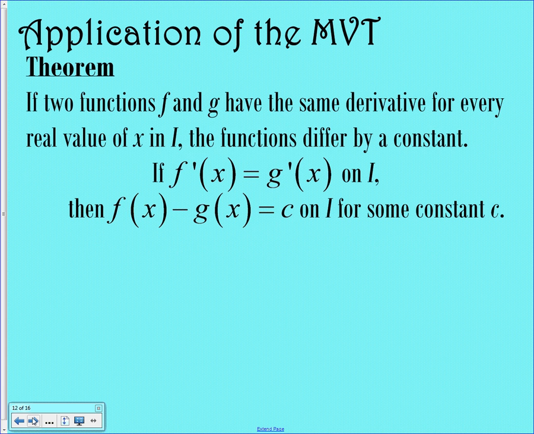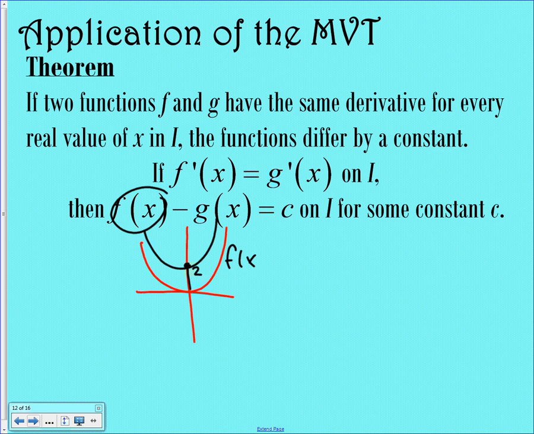Okay? And then looking at another theorem, if we have two functions, f and g, that have the same derivative for every real value of x in the interval, then they just differ by a constant. So if the derivatives are the same on some interval, then if you subtract them, you're going to get the constant. That would be like if I have two parabolas, this one here, and then this one here. They are the exact same, except this one is shifted up by 2. So if I took my f function and my g function and subtracted them, I'm just going to get a difference of 2 for my c, because that's all that they differ by. So that's what it was saying.